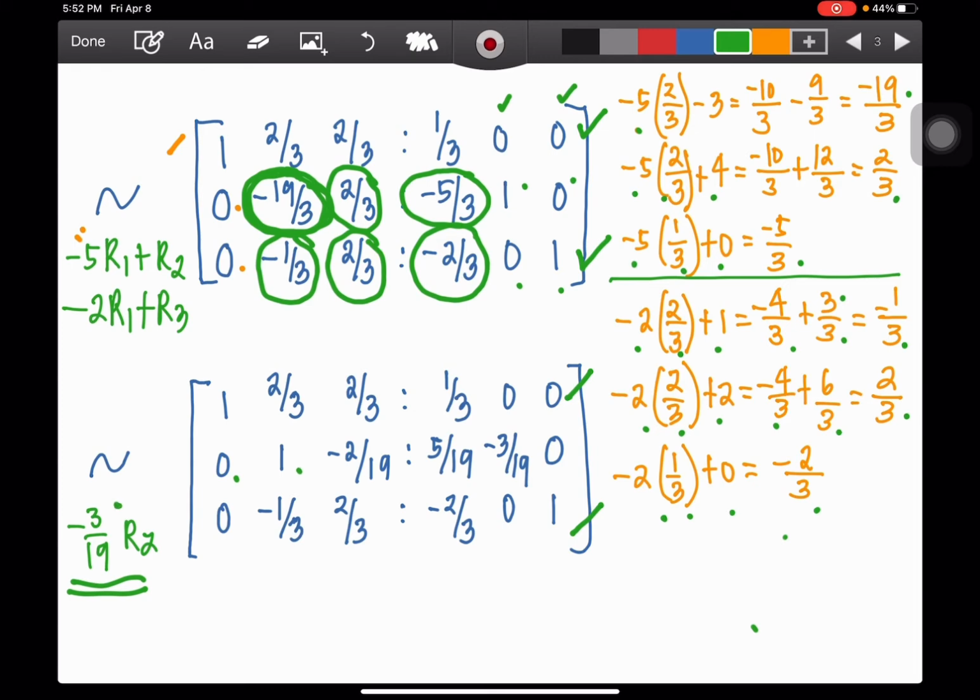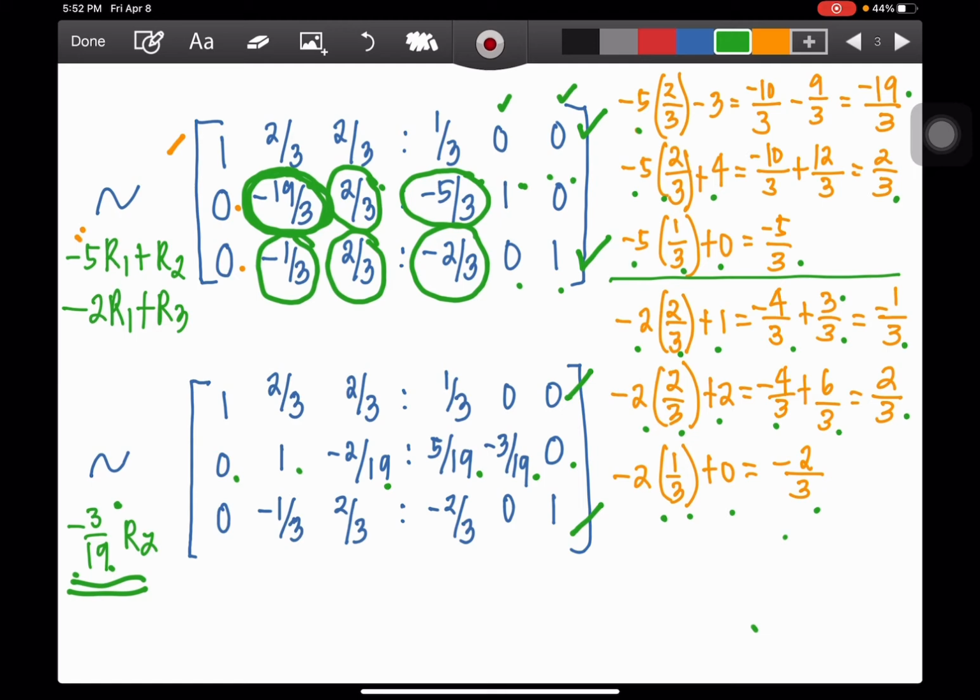Negative 3 over 19 times 2/3 is negative 2 over 19. Negative 3 over 19 times negative 5 over 3 is 5 over 19. And negative 3 over 19 times 1 is negative 3 over 19. And negative 3 over 19 times 0 is, of course, 0. So again, just recall or review your operations of fractions, specifically here, multiplication of fractions.